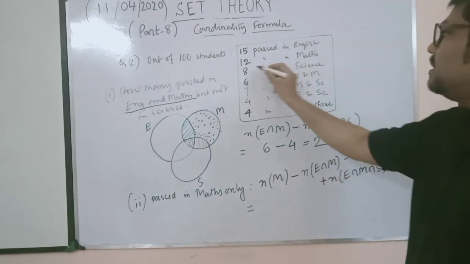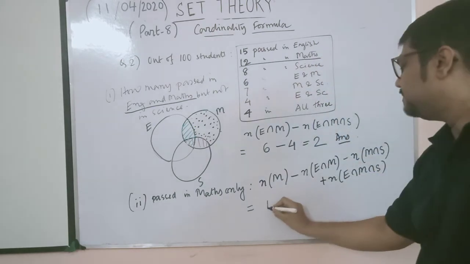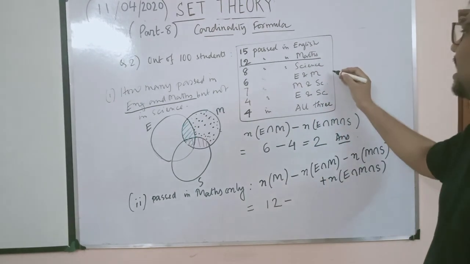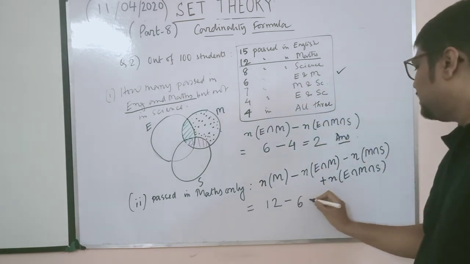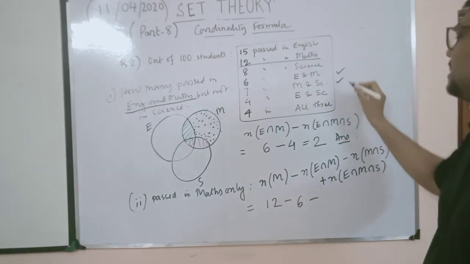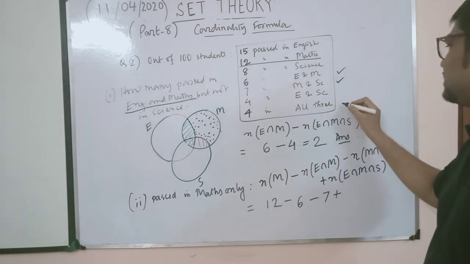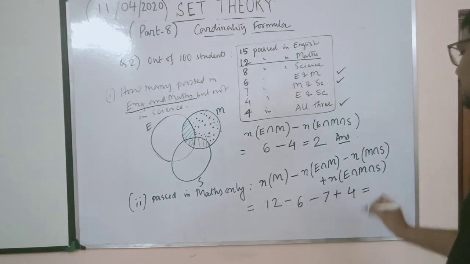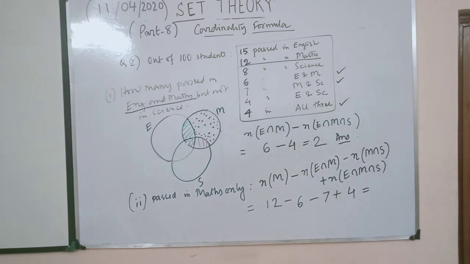So now let us put the values. n of M will be 12, minus E intersection M, which is this 6, minus M intersection S, which is 7, and at last adding this 4 with it. So find out the result. It becomes 16 minus 13, and you get a 3 over here. So this 3 is the answer for students who passed in maths only.